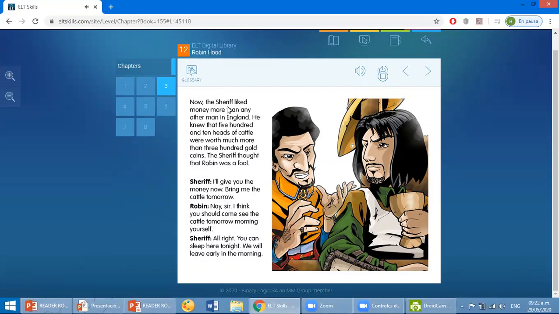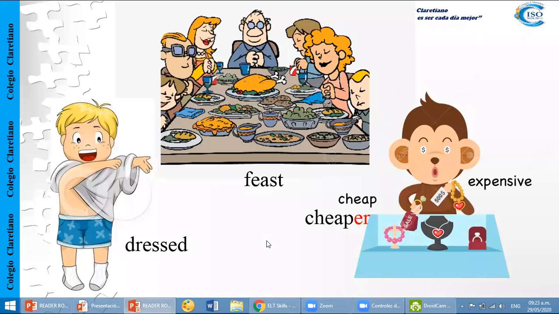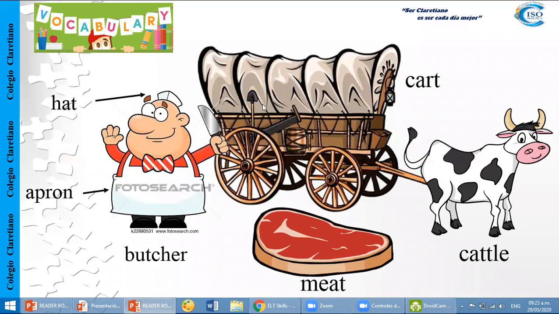As you see, the sheriff is an ambitious person. He liked money more than any other man in England. So he wants to buy the cattle, and says, "I'm going to pay you now, and you bring me the cattle tomorrow." But Robin says different: "No, why don't we go to the forest tomorrow, and you can see the cattle?" And he accepted, and he says, okay, tomorrow let's go to see the cattle. Okay, good. This is chapter 3 in our reader, Robin Hood. Now we are going to work on the vocabulary. Remember this vocabulary because we are going to work with it in our activities. Listen and repeat, please.